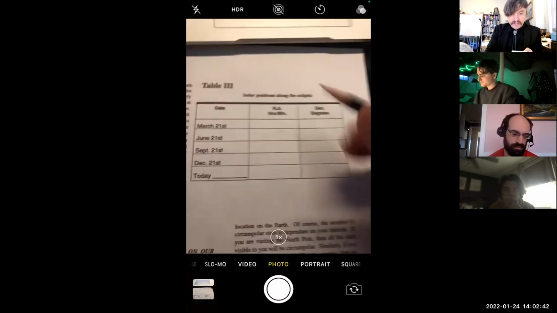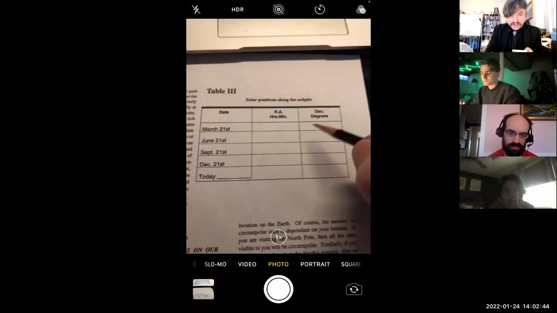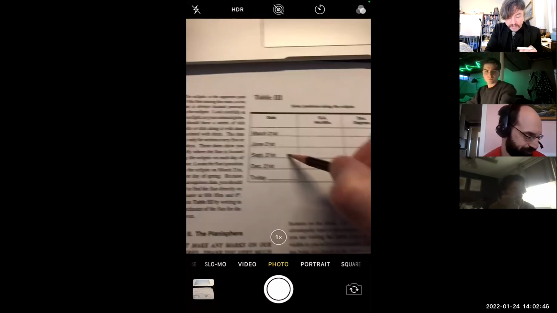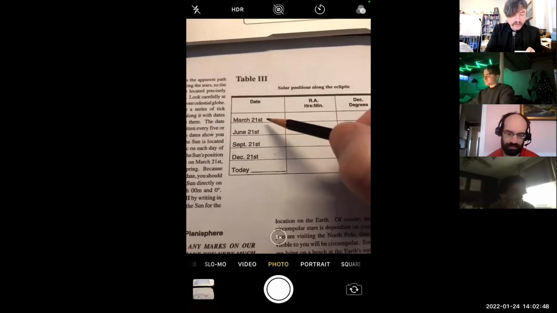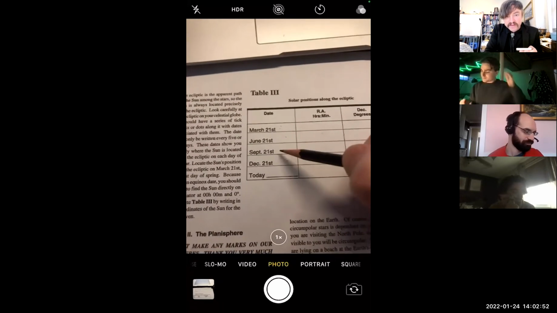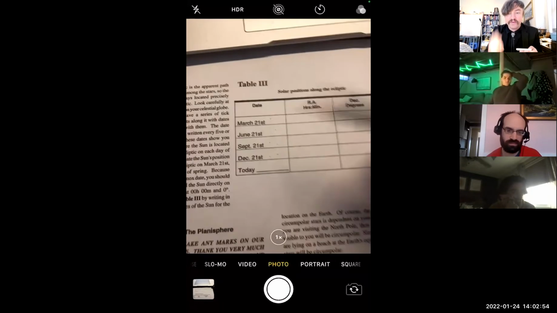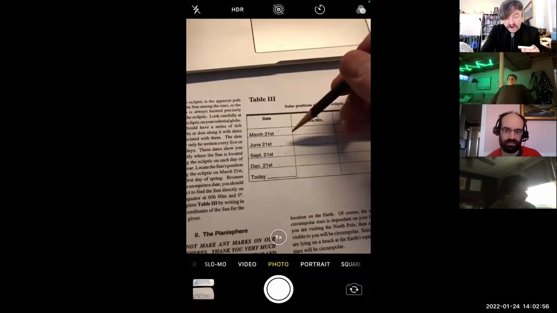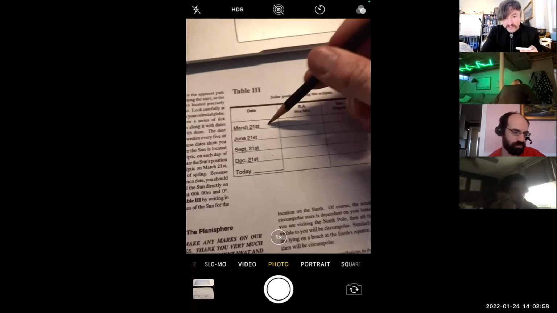These coordinates will not change. These are the right ascensions and declinations of 4 key points on the celestial sphere. You'll recognize this as the spring equinox, the summer solstice, the fall equinox, and the winter solstice. These are actually points on the celestial sphere.